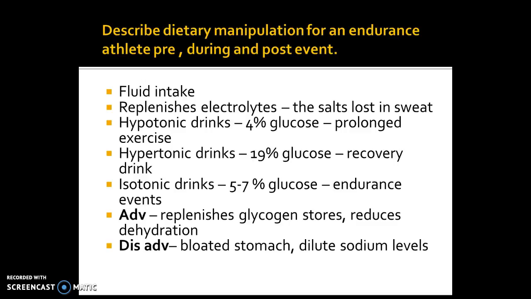And then you've got isotonic, okay, which are used during endurance events, and they typically have 5 to 7% glucose. Now the key focus, as I said to you earlier in the screencast, all of these things replenish glycogen stores and they reduce dehydration, okay? Now disadvantages are certainly, I think, if you've had isotonic drinks during a sports game or too much of them, you might have a bloated stomach, and it also can dilute your sodium levels. So fluid intake, absolutely huge.